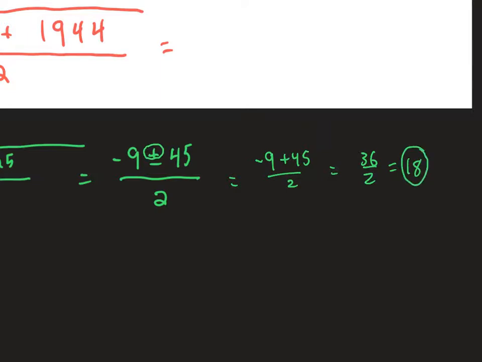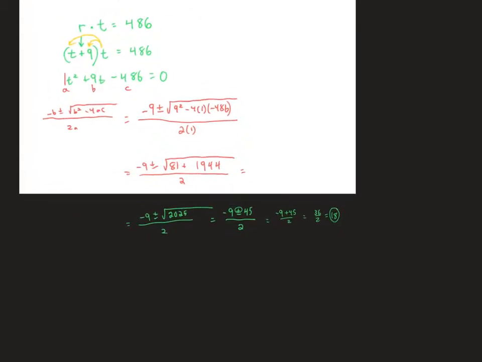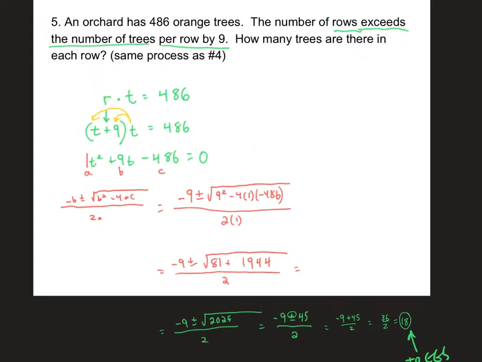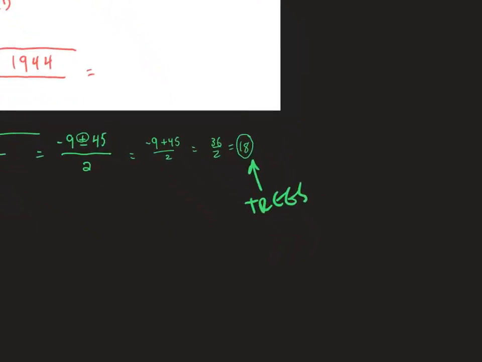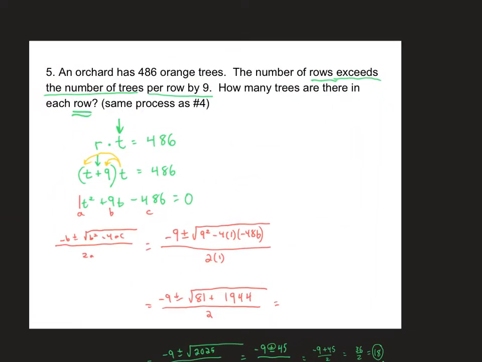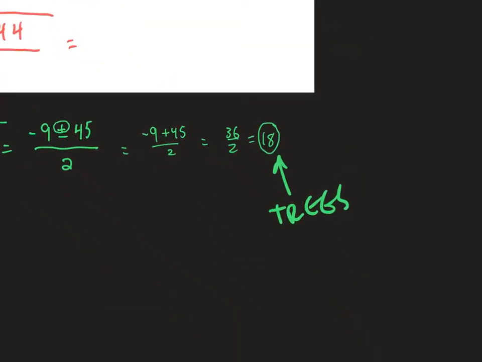Okay, so we end up with 18. That's the number of trees, since t was what we were solving for here in the equation. But ultimately we want the number of rows, or how many trees are there in each row? Actually 18. So we can go ahead and put 18 in for the answer on this one.